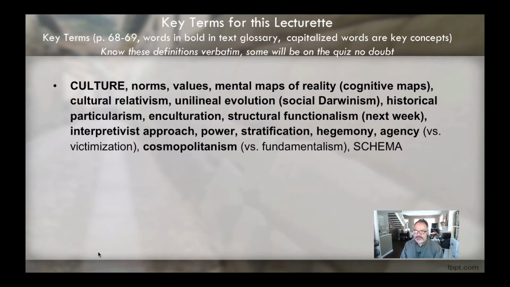We do have some key terms for this lecturette that you'll want to know thoroughly, and these terms are on pages 68 and 69 in our course text, Cultural Anthropology. Remember that capitalized words are key concepts that we'll divulge here in this lecturette that you probably will not find in the book. But these words in bold, you will find in the course glossary.